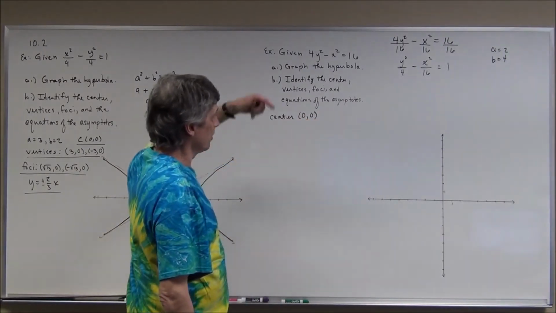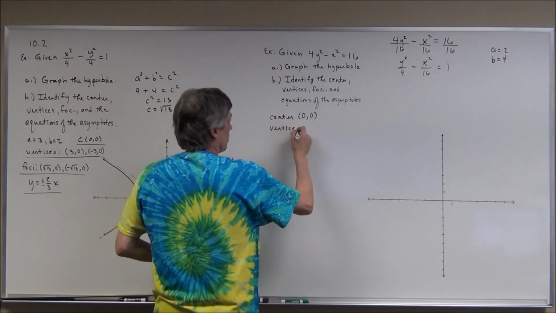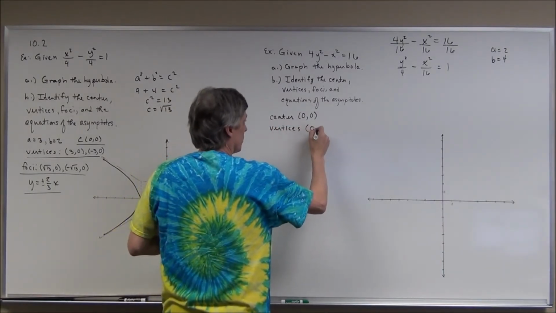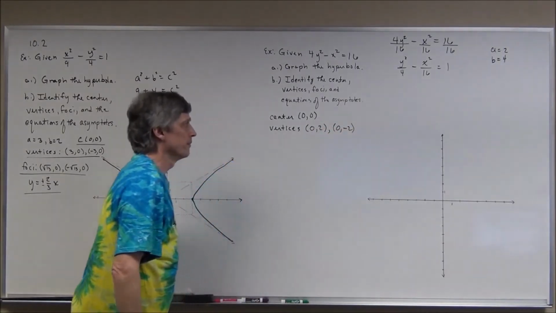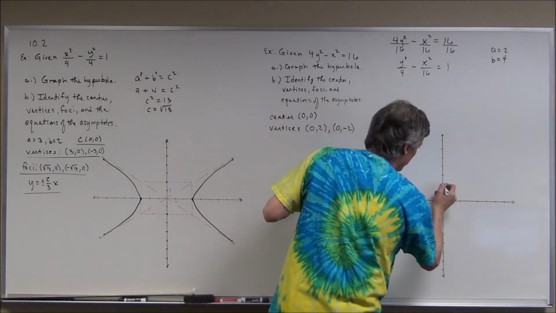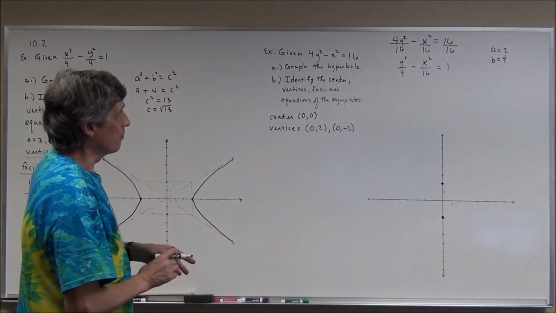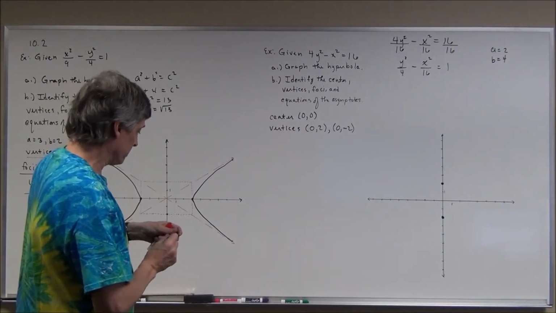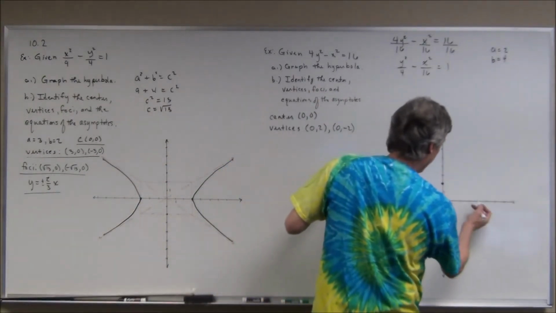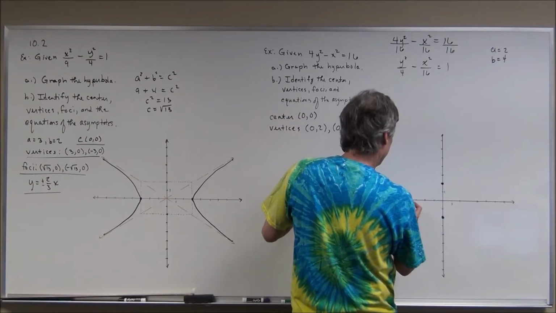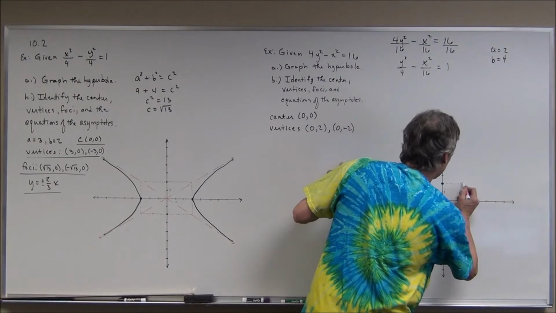I'm going to go a units above and a units below for my vertices. So 2 units above 0, 0 would be 0, 2, and 2 units below would be 0, negative 2. So my vertices are here and here. And I know that b is 4, so I can come up with my representative rectangle. I'm going to go out to here and out to here, 1, 2, 3, 4. So it's going to look like this.